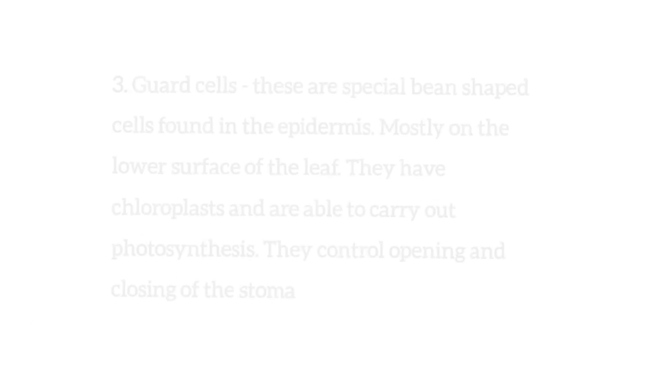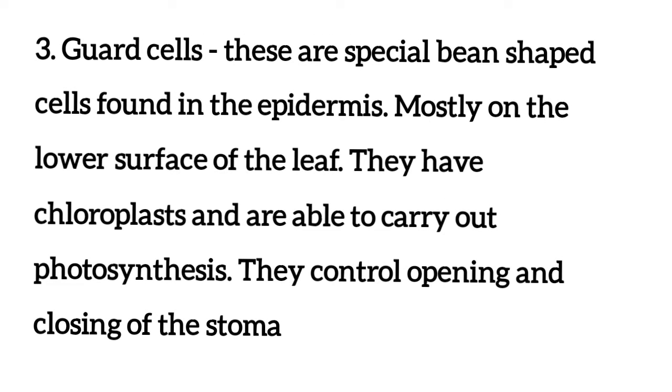Guard cell. These are special bean-shaped cells found in the epidermis, mostly on the lower leaf surface. They have chloroplast and are able to carry out photosynthesis. They control the opening and closing of the stoma.